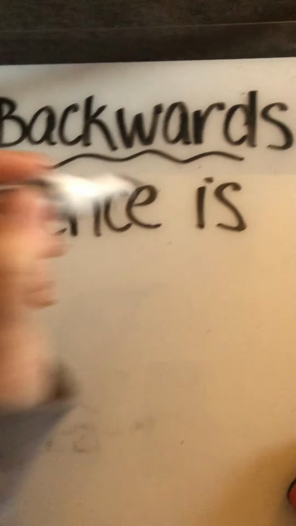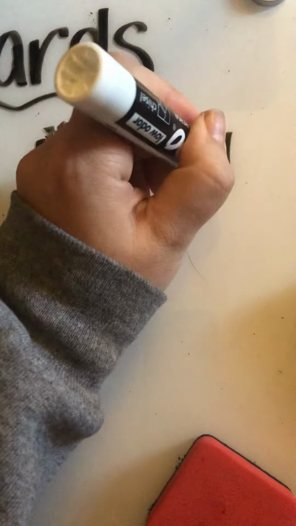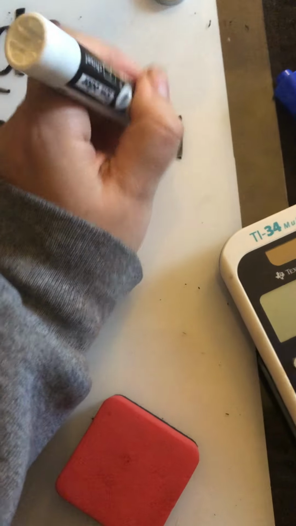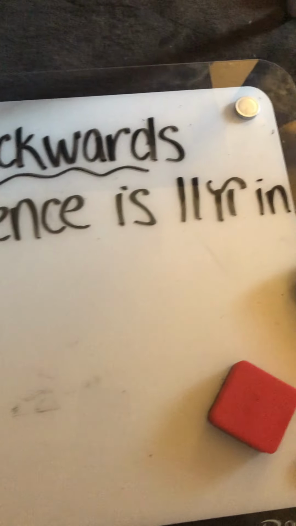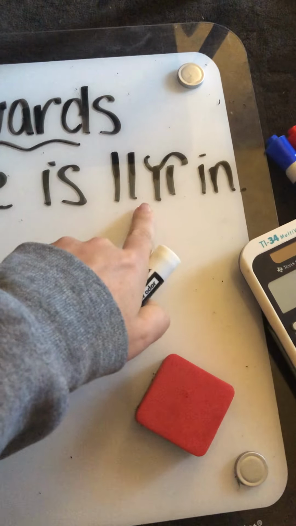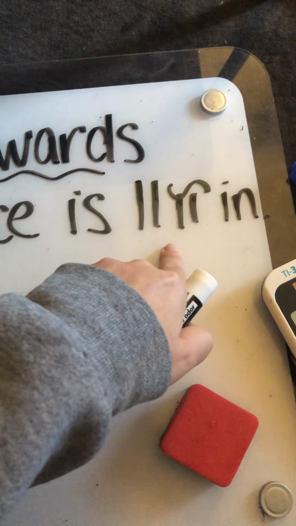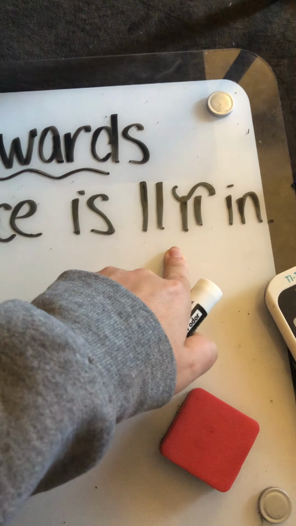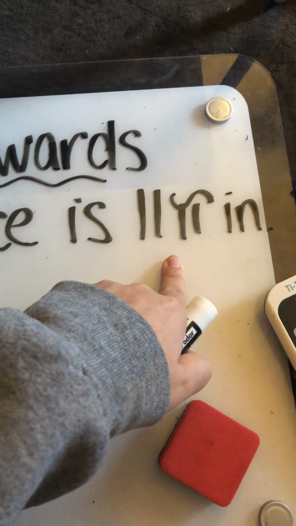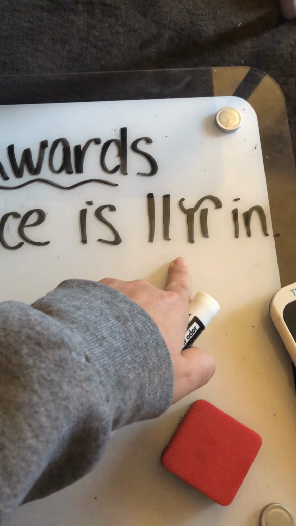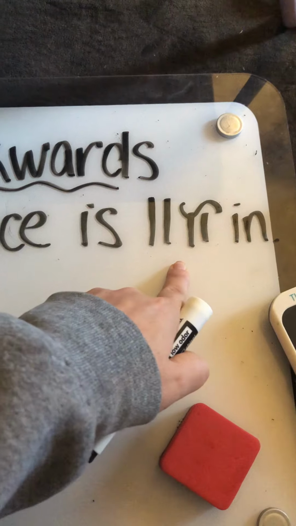is 11 pi. Okay, and the units are inches. So they're telling us that the circumference is 11 pi. Now remember, when we see something like this, this is called in terms of pi. And because it's in terms of pi, we can make some predictions and some conclusions about this particular circle.